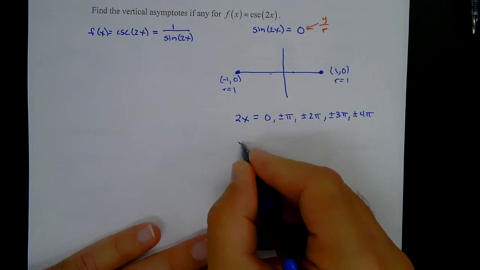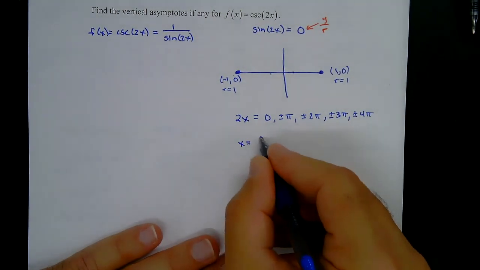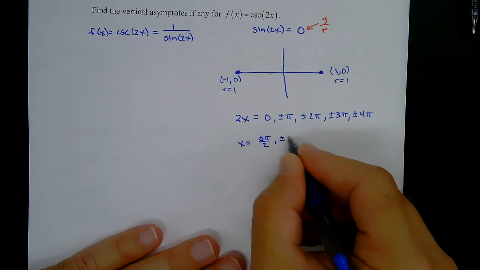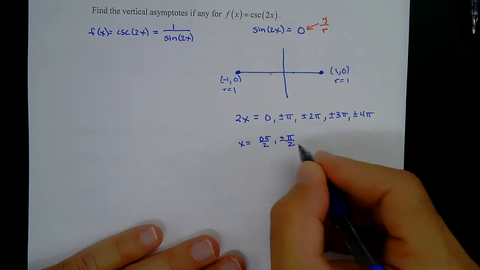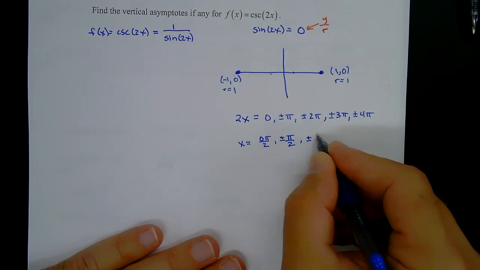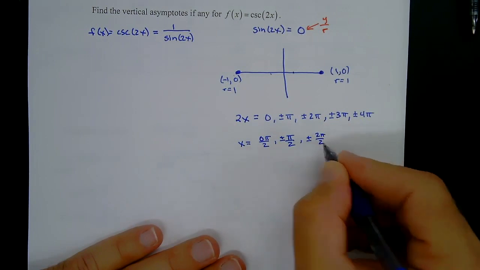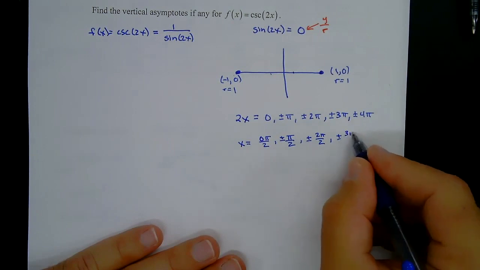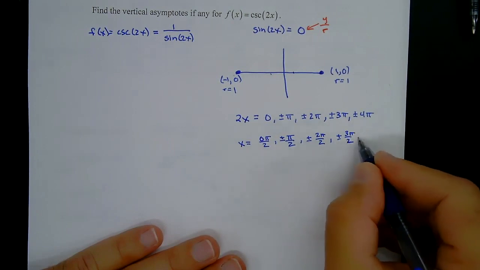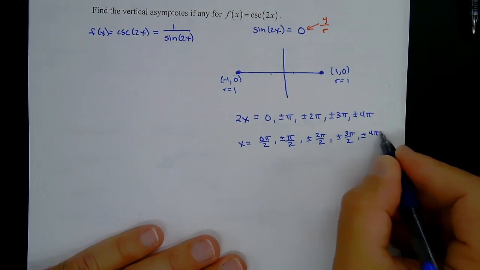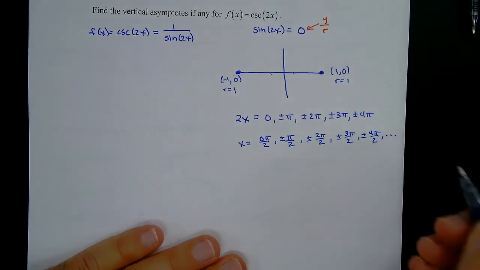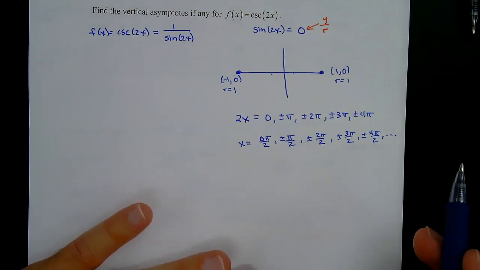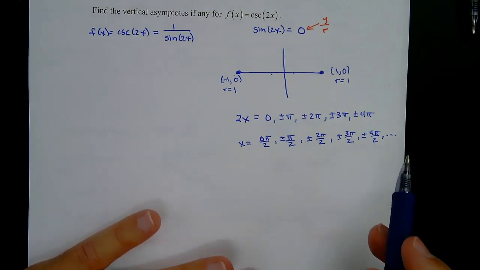Well, we'd have to take each of these and divide by 2. So this would be x is equal to 0, pi over 2, plus or minus pi over 2, plus or minus 2 pi over 2. I know that reduces. I wouldn't want to do it though. 3 pi over 2, plus or minus 4 pi over 2 and so on, okay? Now, why didn't I reduce it? Because some of these do reduce, okay? It's because you lose the pattern of what's going on.